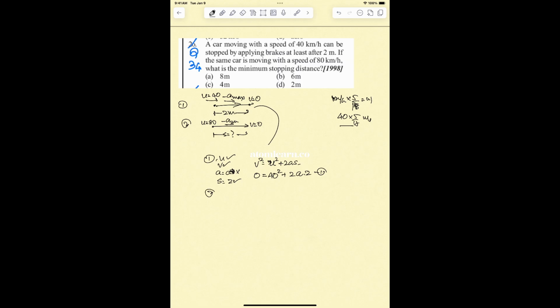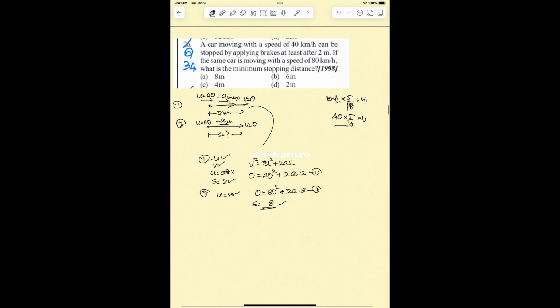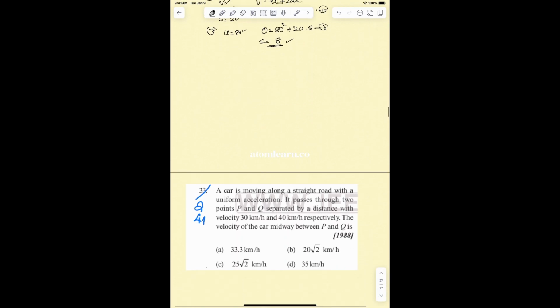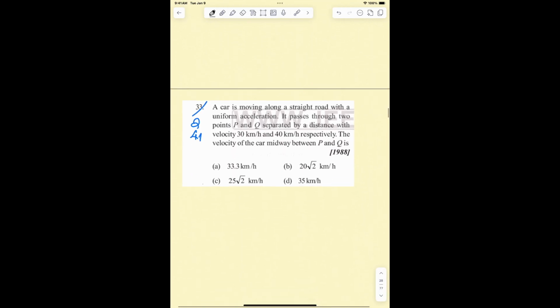What about now for the second equation? You got U is equal to 80. Therefore, V is again going to be 0. 0 equal to 80 squared plus 2A into unknown S. Therefore, from here, if you just find it out, it will be 4 times. The answer will be 8 if you use from this. Therefore, 8 meters is the second sum answer.